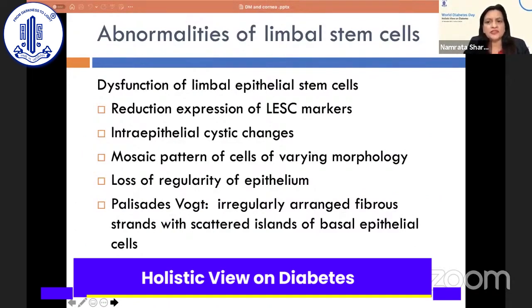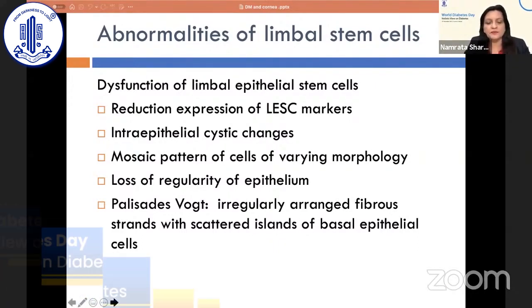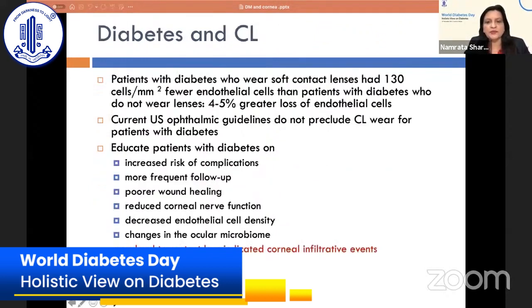Then apart from this, even the limbal stem cells will show a change. There's a reduction in the expression of the limbal epithelial stem cell markers. Intraepithelial cystic changes are there. And again, this is something which has really not been looked at and can be a study in the future as well.